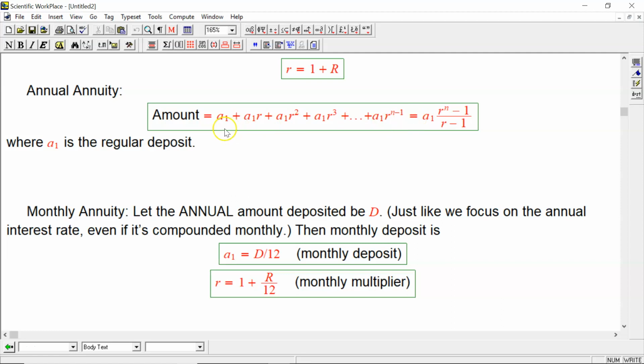And of course, we don't have to just sum that directly. We have this wonderful shortcut. So here A1 was the regular deposit. It happened to be annual in that case. Okay, but what about if everything's going monthly?